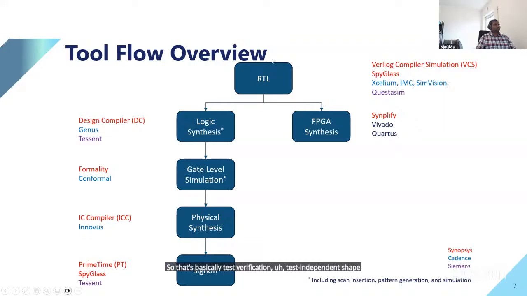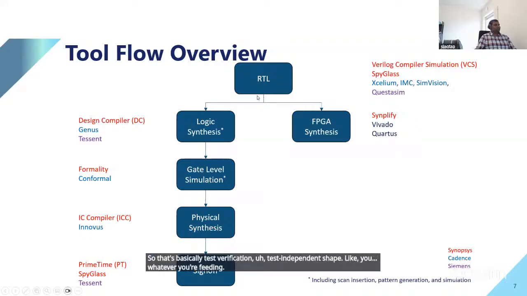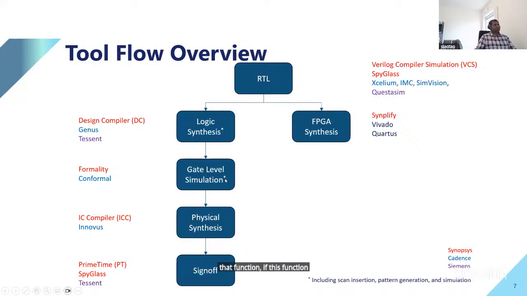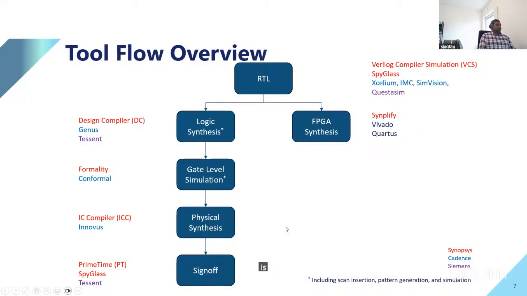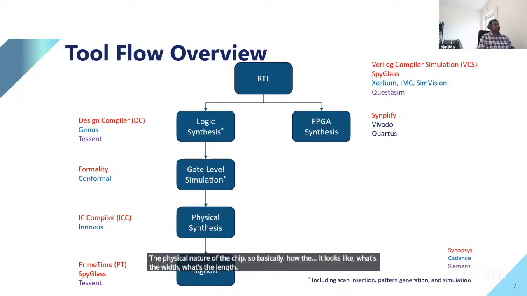Whatever you're feeding, if this function is doing addition, the netlist you are getting is also performing the same addition. It's not doing anything else. So that we do in gate level simulation. Of course, then gate level simulation goes into physical synthesis. Physical synthesis is basically place and route, where we actually see the physical nature of the chip. So basically, how it looks like, what's the width, what's the length, how pins are placed.